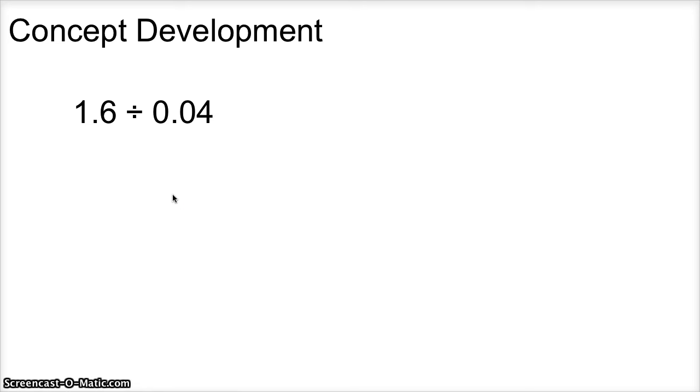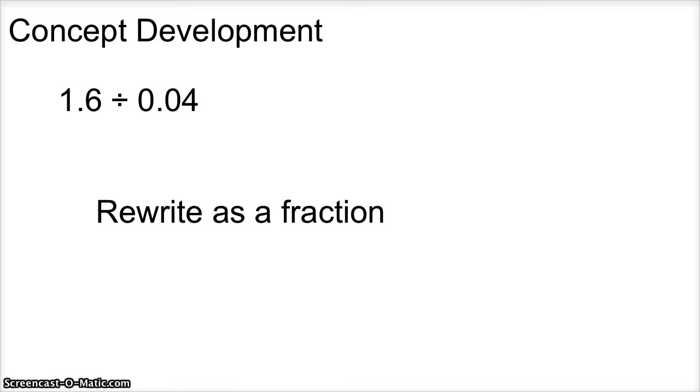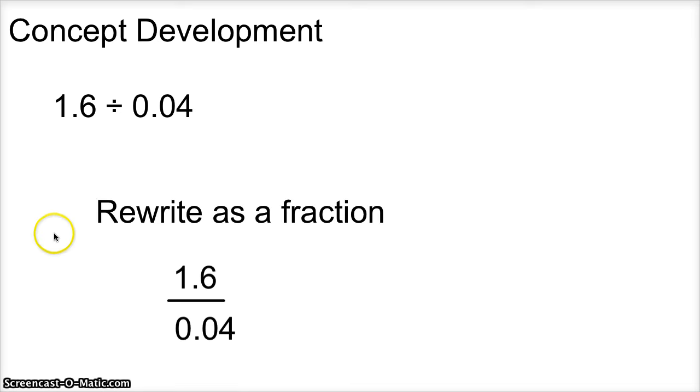Okay, the first thing you're going to do is still rewrite this problem as a fraction. Once you've done that, it will look just like this, 1 and 6/10 over 400. So now think about how is this problem different than the last one and what might I change a little bit in order to solve this problem.